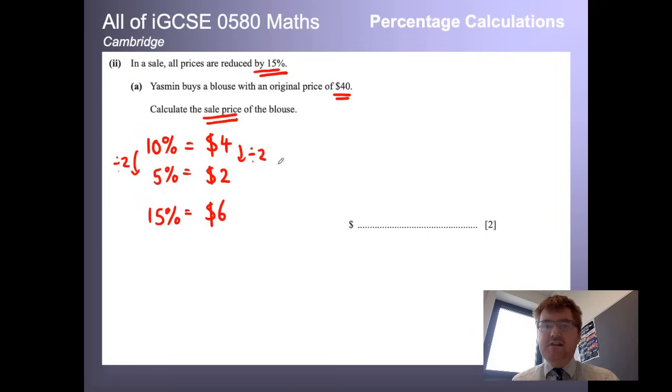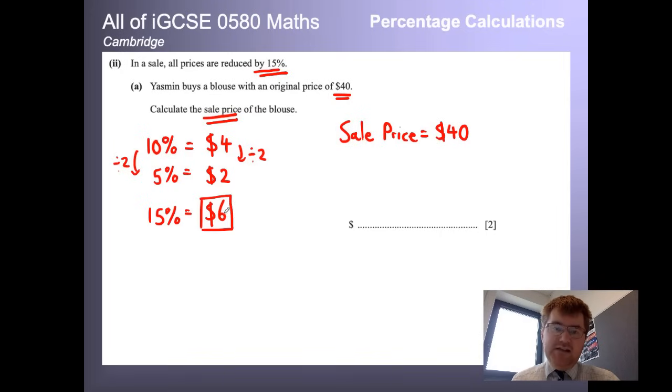However, this is not the final sale price. Remember, the sale price will be equal to the original price, which was $40, and then we take off this 15% discount. So we take off the $6 here, and if we do that, then we get our answer of $34. Notice I'm showing my working really clearly so I can guarantee all 2 marks.